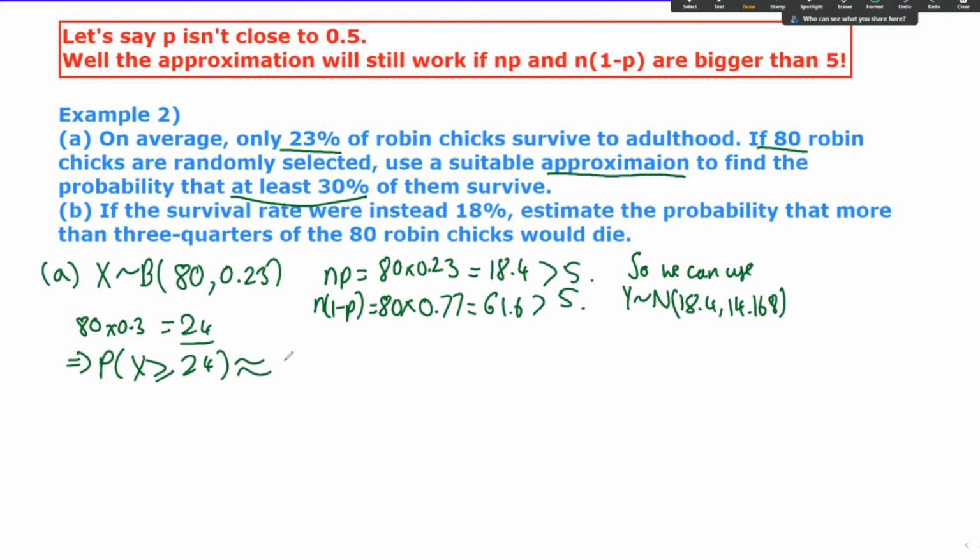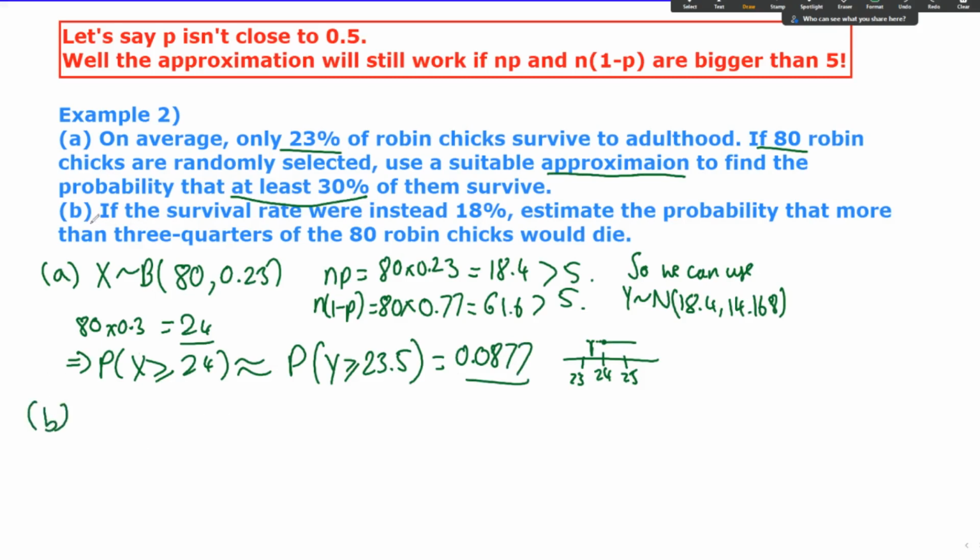But we want to approximate that. Using the continuity correction, if we get our number line out, we want anything greater than or equal to 24, but we also want this bit, so we want that greater than or equal to 23.5. And the probability you'll get is 0.0877.